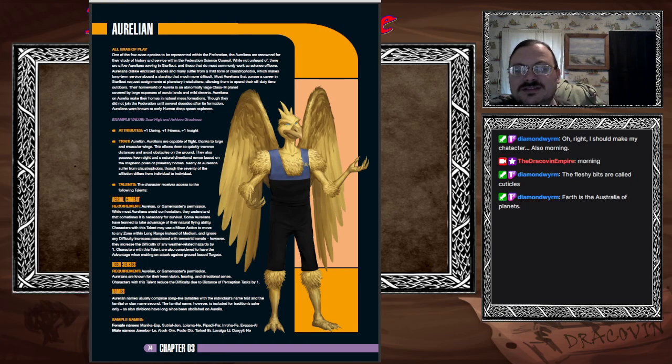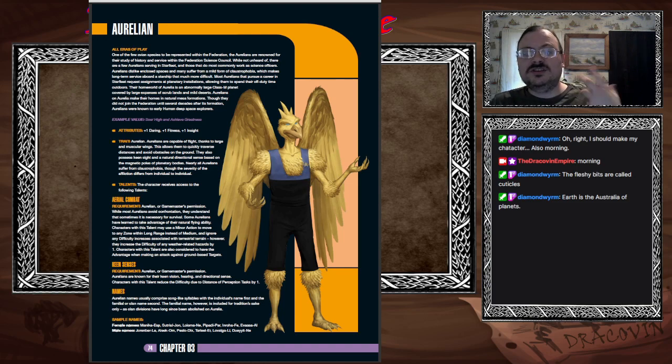The Aurelians. It's one of the few avian species in the Federation. They are renowned for their study of history and service to the Science Council. There are a few of them that serve in Starfleet, but most are science officers if they are doing that. So they're rare within Starfleet to begin with, and even those that do, most of them work in science. Not to say that you couldn't be an Aurelian in a different group here.